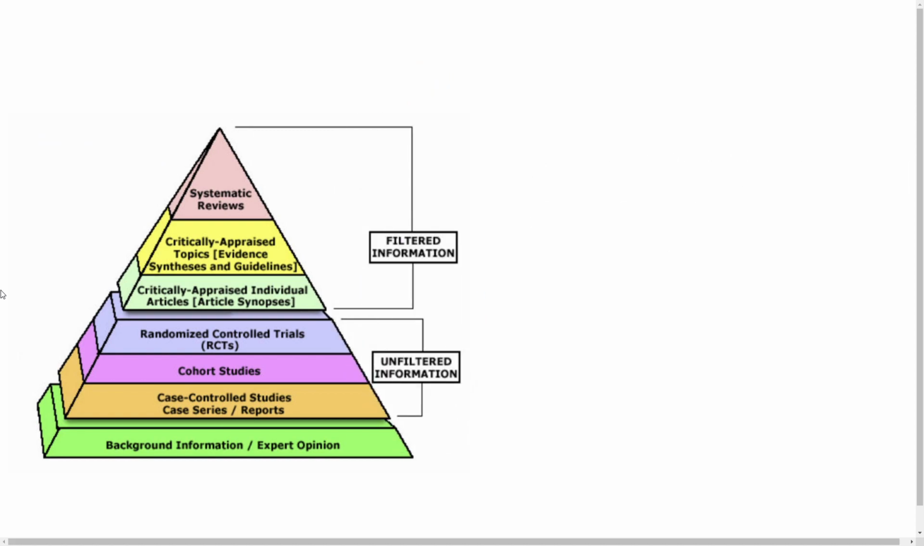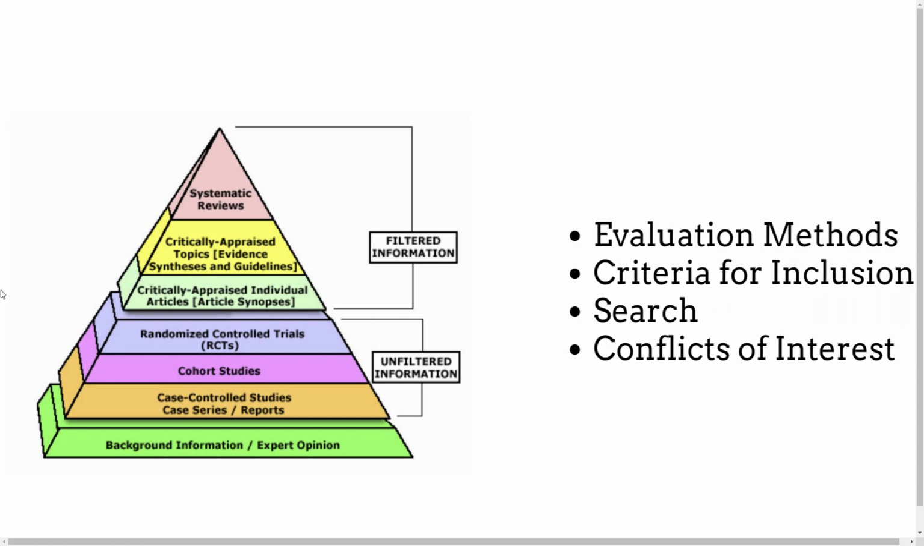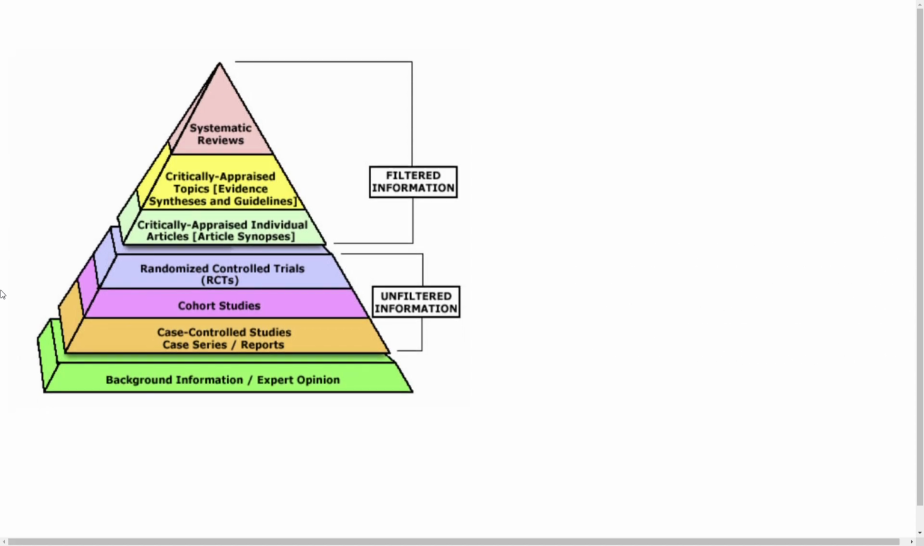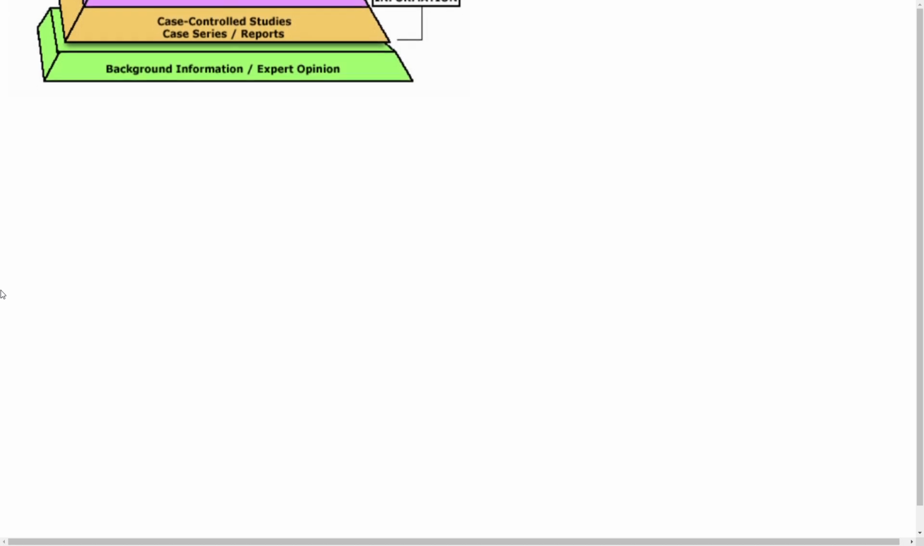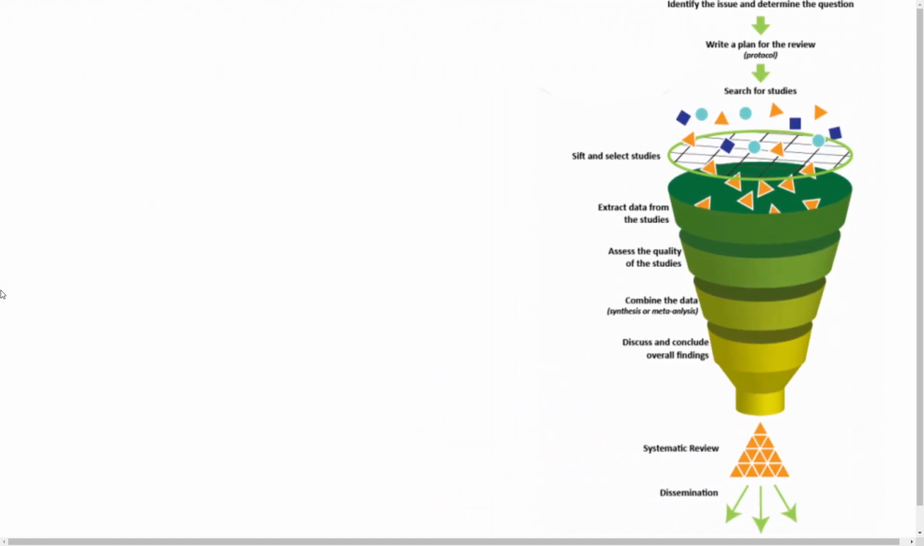The pyramid is also split between filtered and unfiltered evidence. Filtered and unfiltered resources differ in the level of evaluation applied to the works reviewed and the transparency of the authors regarding their evaluation methods, criteria for inclusion of articles, search strategies, and conflicts of interest of the review team members. The higher you go on the evidence pyramid, the higher the level of filtering and the greater one's confidence can be in the strength and quality of the recommendations.